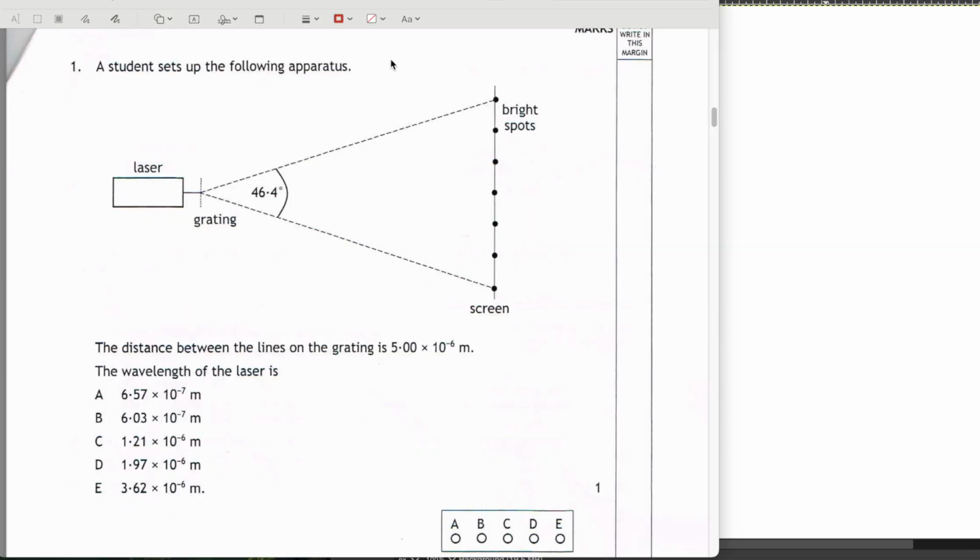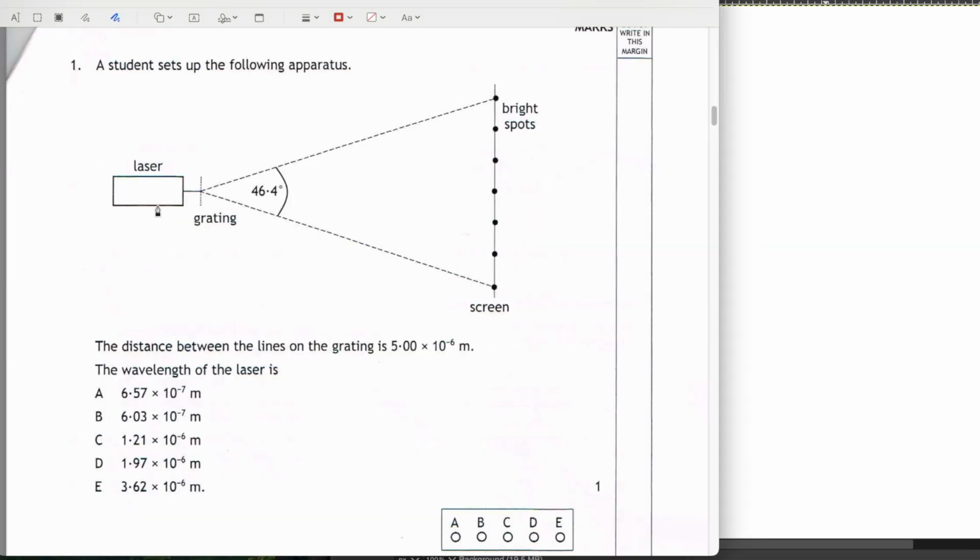I'm going to go over the higher physics waves test, which I punished my long suffering pupils with just before the Easter holidays. I'm just going to go through the answers. Let's have a look at question 1.